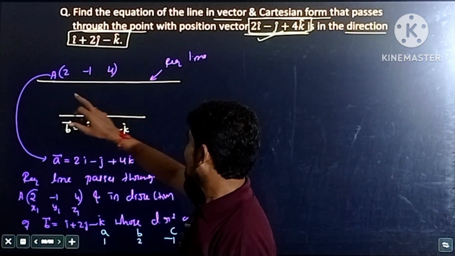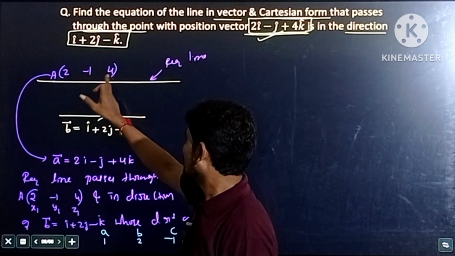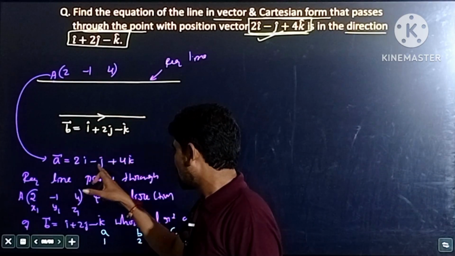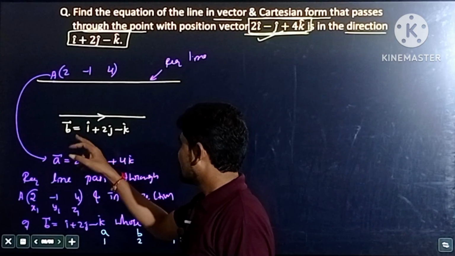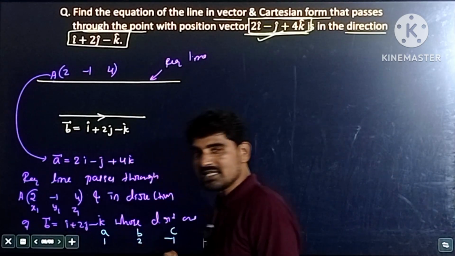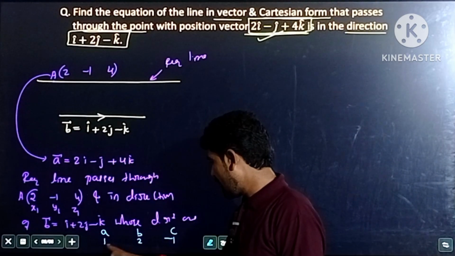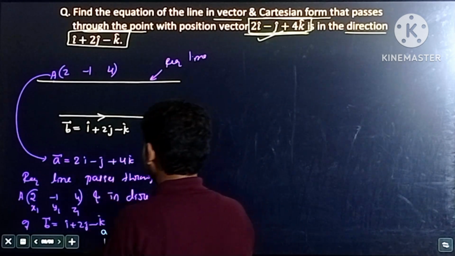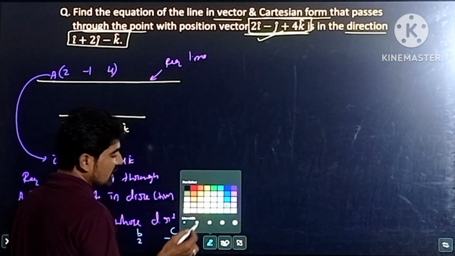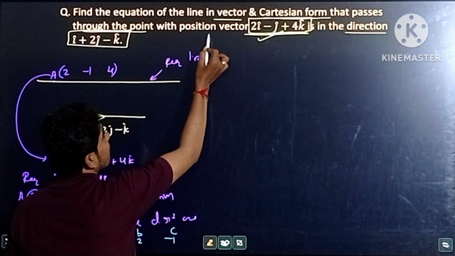So the required line passes through the point 2, -1, 4, whose position vector is A vector 2i minus j plus 4k, and is in the direction of B vector, where B vector is i plus 2j minus k, whose direction ratios are 1, 2, -1. I hope all of you understood. So now directly use these in the vector equation and Cartesian equation of the required line.